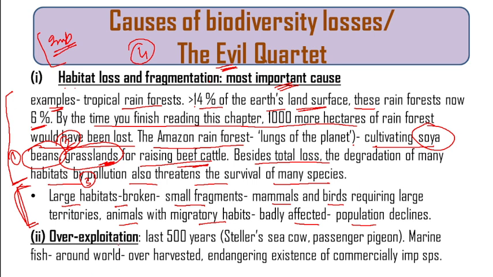Next is overexploitation. In the last 500 years, there are many organisms which have been badly affected, such as Steller's sea cow and passenger pigeon. They have become extinct. Marine fish around the world are over-harvested, which is endangering the existence of commercially important species of fishes.